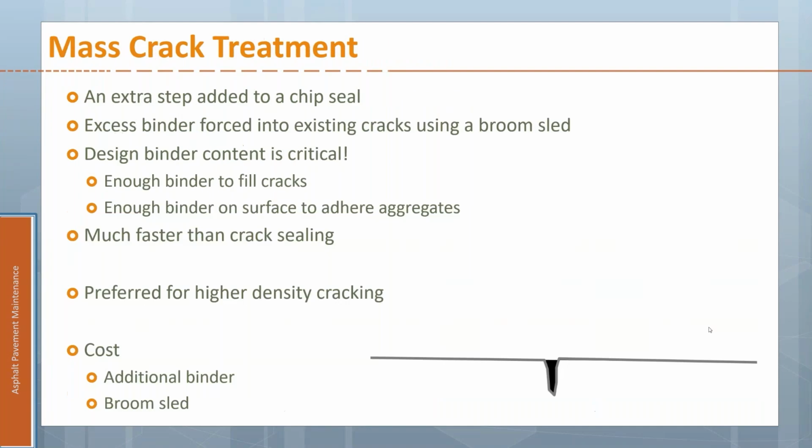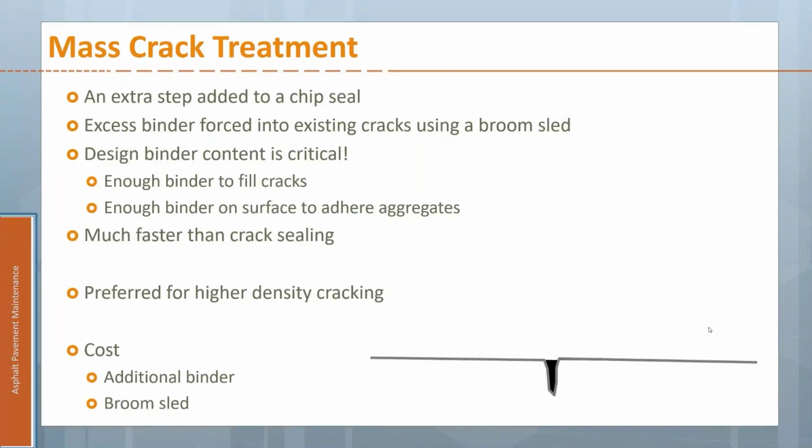All right, there is a related treatment called a mass crack treatment. This is very much the same as a chip seal, except we add a step and we use a broom sled to force some extra binder down into the cracks of an existing surface. So it's the same concept as the chip seal. We're spraying binder over that surface that's aged. That's going to provide some help with the oxidation, closing up any small cracks. But if I have a lot of those cracks, maybe it makes more sense to not just cover them up, but to force binder down inside to kind of seal those cracks.